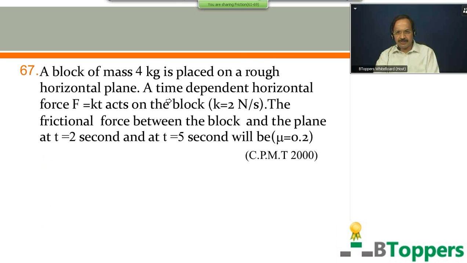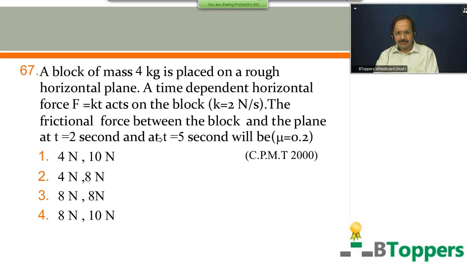Block of mass 4 kg is placed on a rough horizontal plane. A time-dependent horizontal force F equal to k into t acts on the block, within brackets k equal to 2 Newton per second. That means k is a constant here. Of course, understood that t is time in seconds. The frictional force between the block and the plane at t equal to 2 seconds and at t equal to 5 seconds will be? You are given that the coefficient of friction between the block and table is 0.2. Come on, try to answer this question. Take g as 10 meter per second square. Please take g as 10 meter per second square for this question. Come on, try the question.